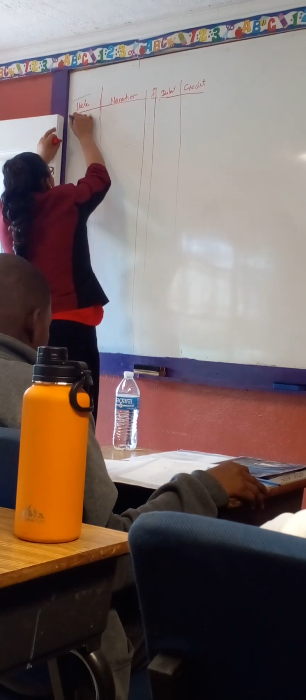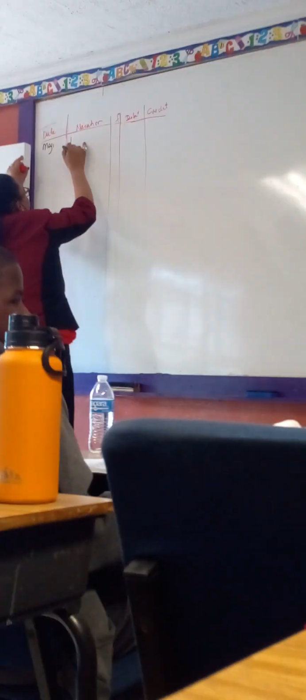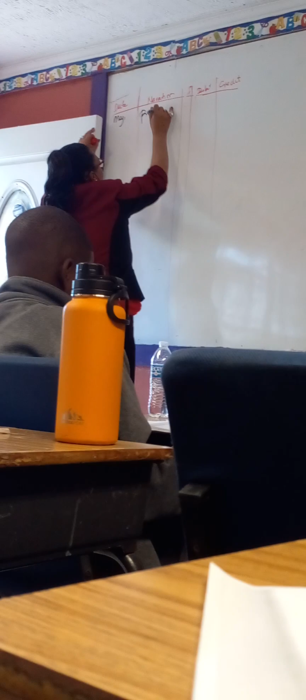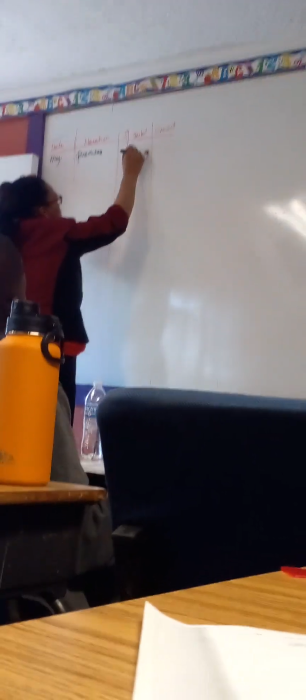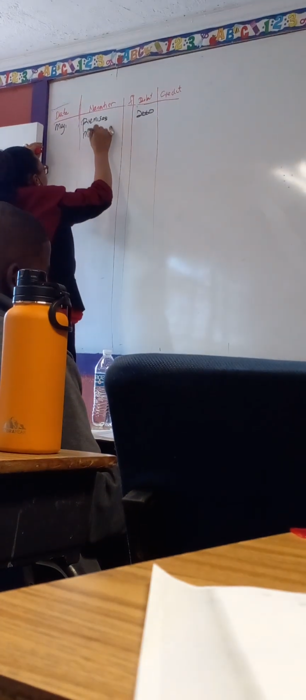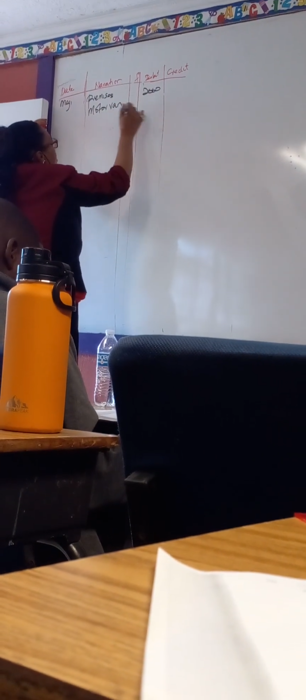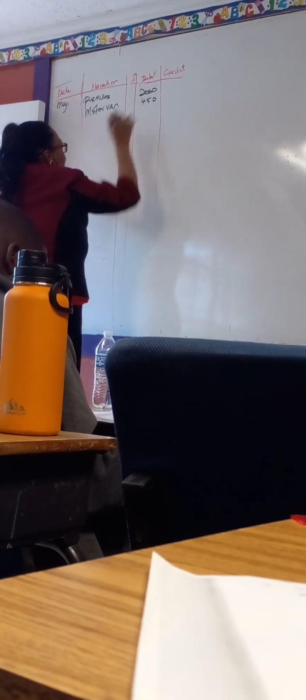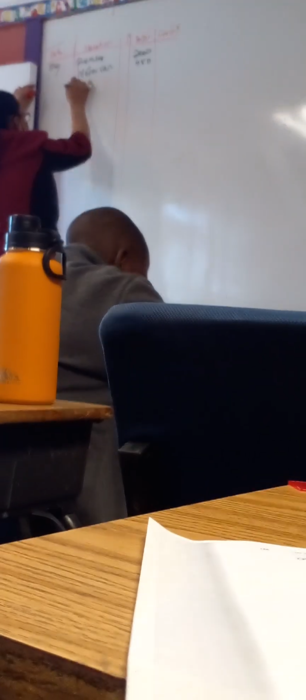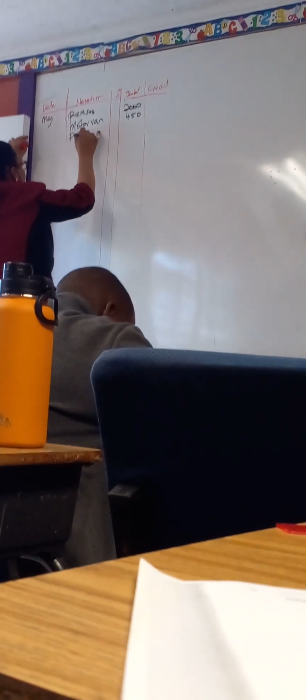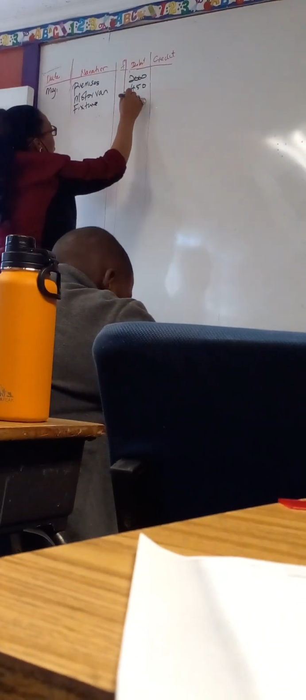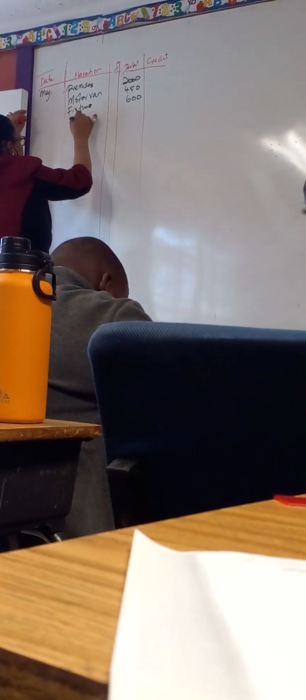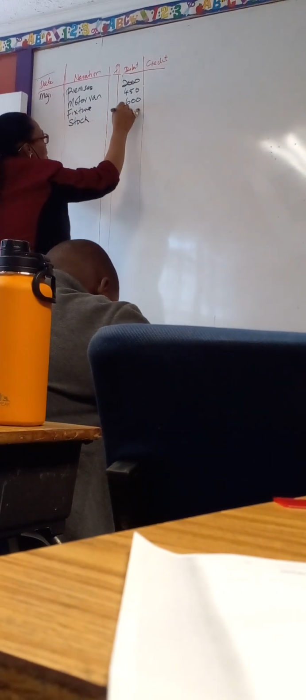So all of this is going to be on May 1st. I had premises, and what's the figure for premises? 2,000. What else did I have? Motor van. What's the figure for motor van? 450. What else did I have? Fixtures. What's the figure for fixtures? 600. What else did I have? Stock. What's the figure for stock? 1,289.